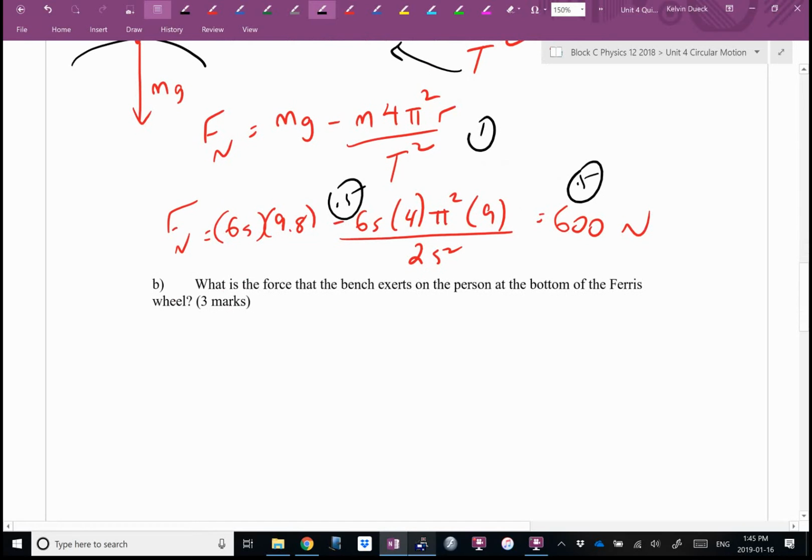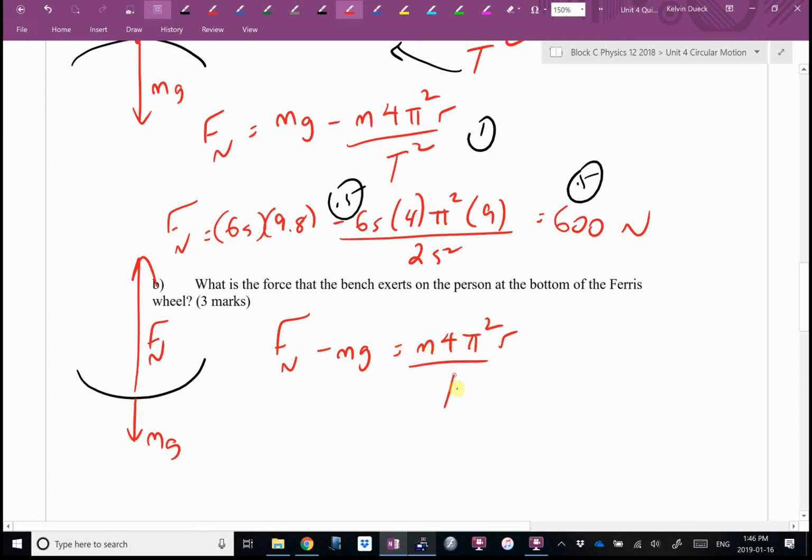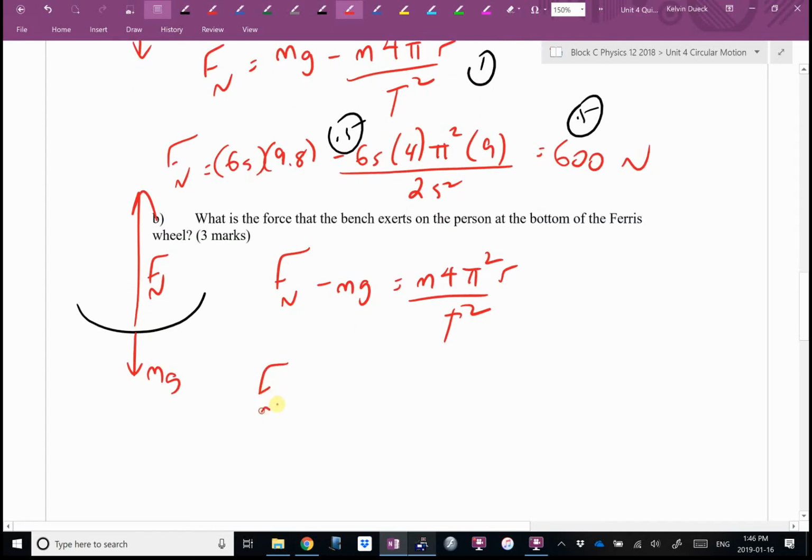What about at the bottom? Well, at the bottom, I have gravity down. Why did I draw normal force so much bigger? What path are we tracing out? A circle. Where is the winning force pointing? Towards the center. So at the bottom, I have normal force minus mg equals m4 pi squared r over t squared. I plussed the mg over, so I ended up with mg plus m4 pi squared r over t squared.